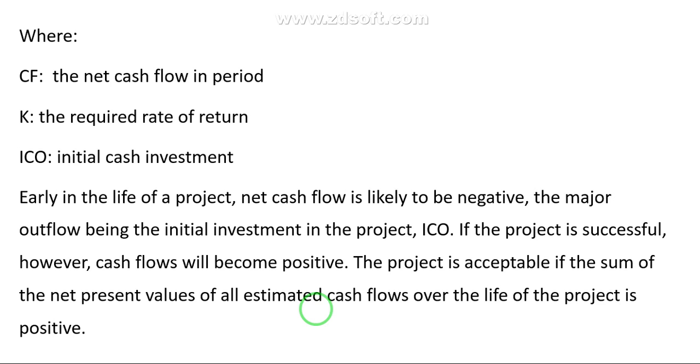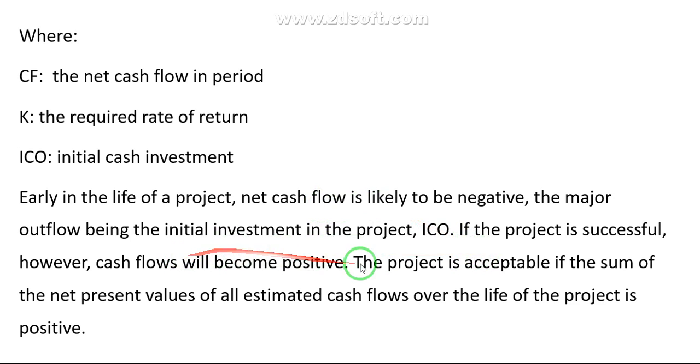So for the purpose of better understanding, early in the life of the project, net cash flow is likely to be negative, the major outflow being the initial investment in the project, ICO. It means that when the NPV is positive, the project is going to be accepted, and when the NPV is negative, then the project is going to be rejected. So we do have an example for this one. We will be continuing here.